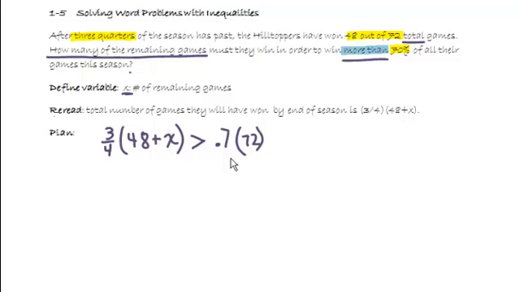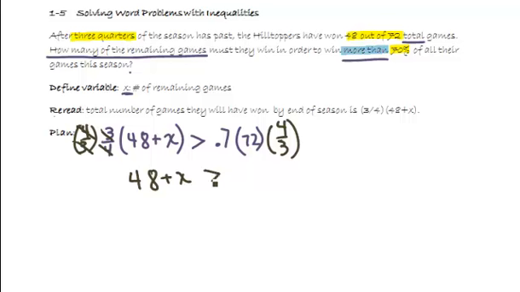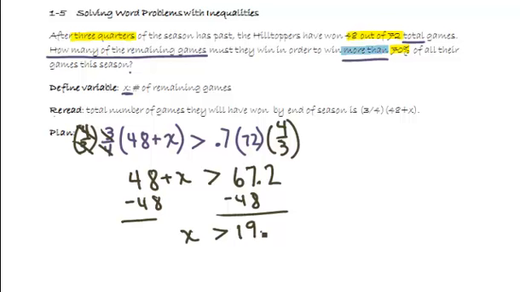Now, with this inequality relationship, we need to look at the best way to solve that. In this case, before distributing, I would prefer to simply multiply by the reciprocal. This actually involves less arithmetic because these will divide, leaving 48 plus x to be greater than, doing the arithmetic on the right side, 67.2. That leaves me with a subtraction of 48, and x must be greater than 19.2.